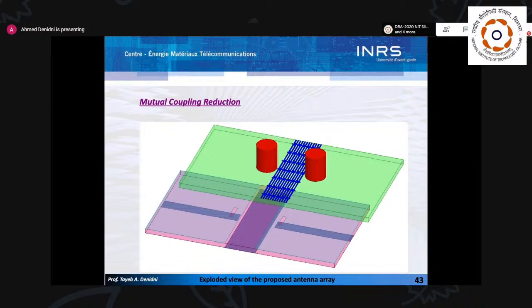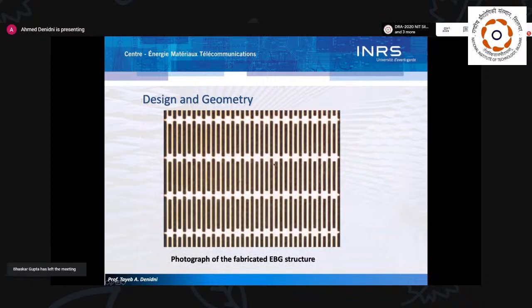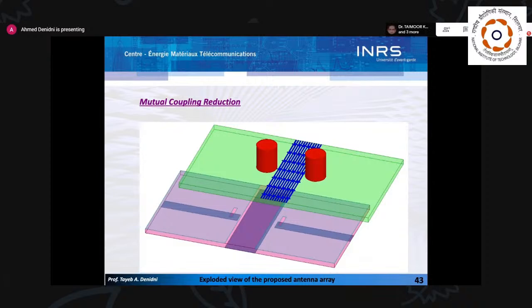Here, for example, you have two dielectric resonators, and they may be used in an array or in a MIMO system. And we know that these dielectric resonators have some mutual coupling between the two elements. In order to reduce the coupling between these elements, we can install an EBG structure. And this EBG structure should have a band gap at the operating frequency. This means there is no propagation from here to here. And in this way, we eliminate the mutual coupling between these two antennas. This is one major application of these EBG structures.